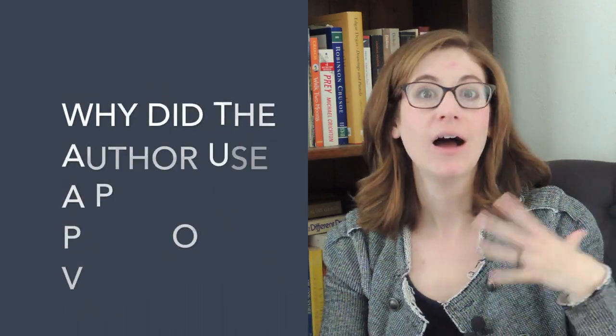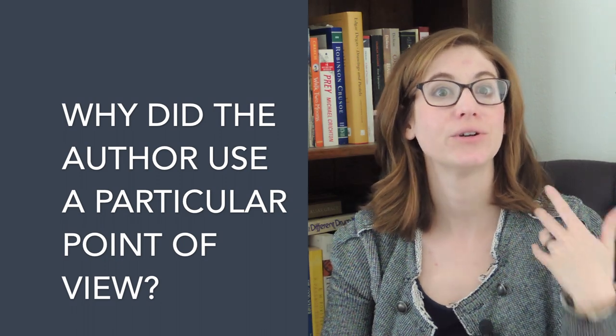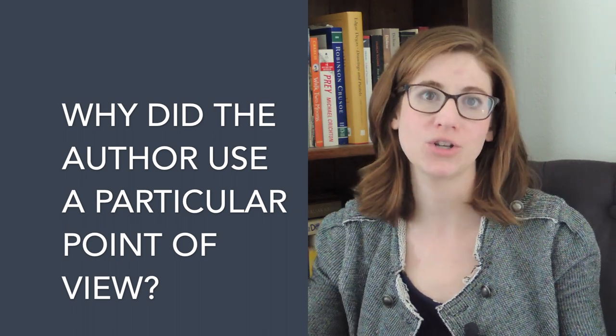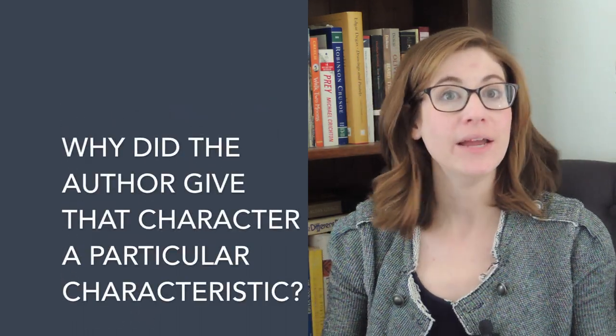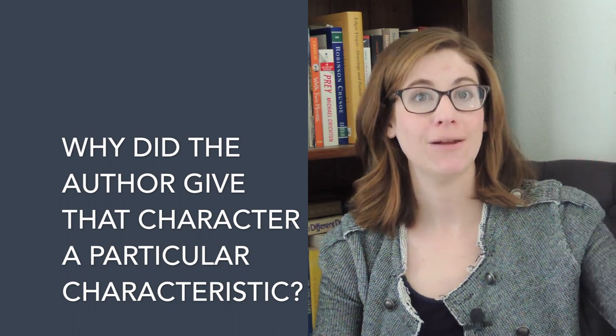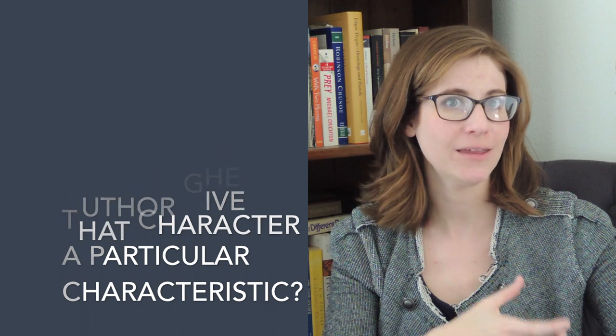So for example, a how question might be, what type of point of view did the author use? Let's say they use third person close. Then we could ask a why question about that. Why did they use third person close? Why did the author make Sally patient? That's existing at the what level. We identified the character and her characteristic, and we're looking at now, why did the author choose to make the character that way?